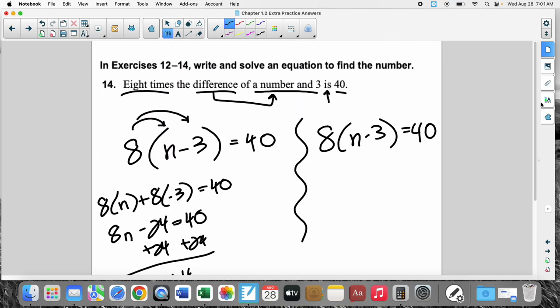Here, we can actually, because we can't get into this variable, we need to get rid of that. So we can divide by 8 here.